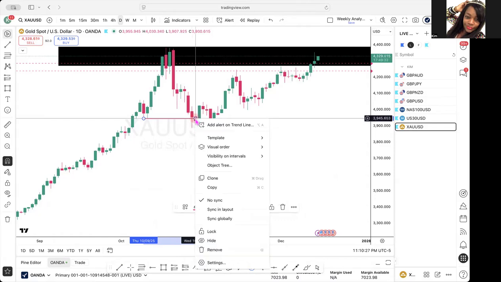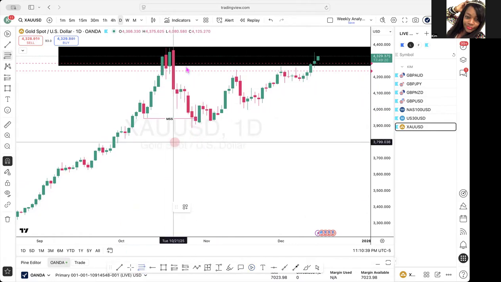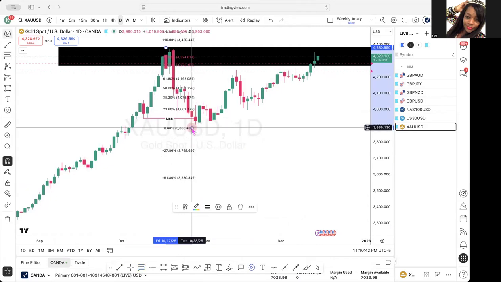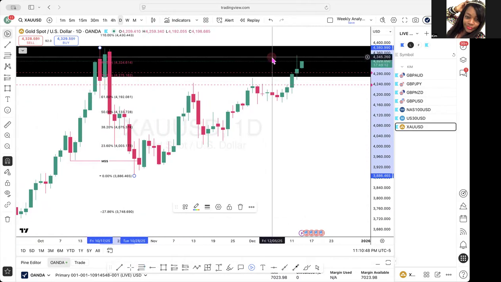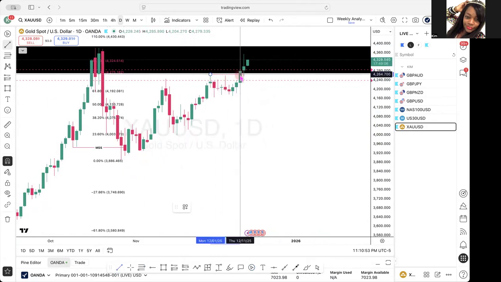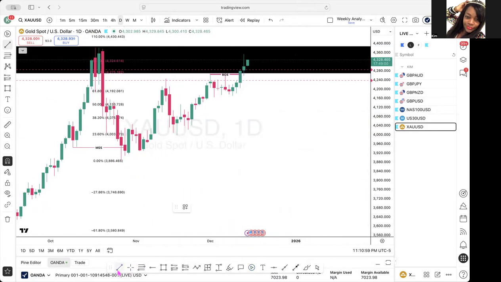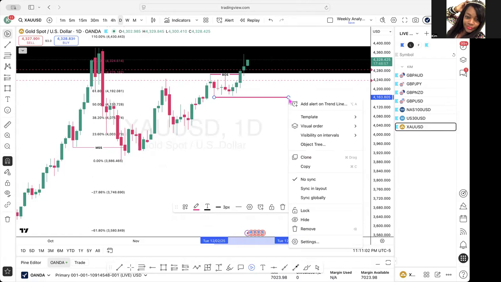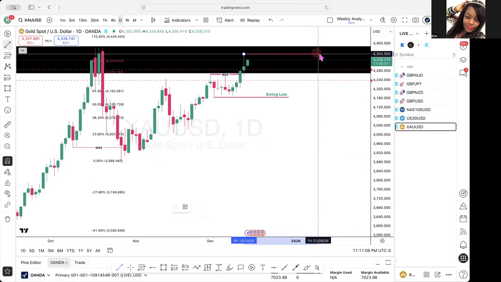Now, it all depends on if this market structure shift is going to be respected. Price has pulled back into, let's fib it. Price has pulled back to the 78, the 88. We got a rejection on the 88. But if we look at structure, you have this break of structure. You have this daily swing low. And this daily swing high.